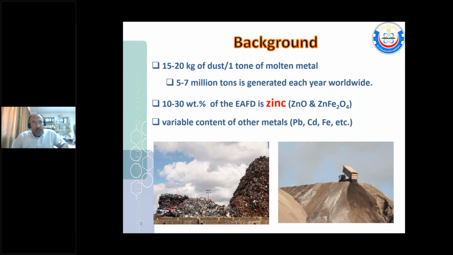It's generated in a huge amount, 15 to 20 kilograms of dust per 1 ton of molten metal, and therefore a huge amount is accumulated worldwide, like 5 to 7 million tons yearly. And one distinctive feature of this dust is that it contains high zinc content in the forms of zincite, zinc oxide, and franklinite, which makes it a valuable waste material. In addition, it contains lead in good proportions, as you will see later.